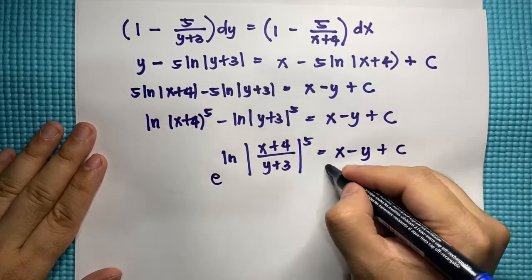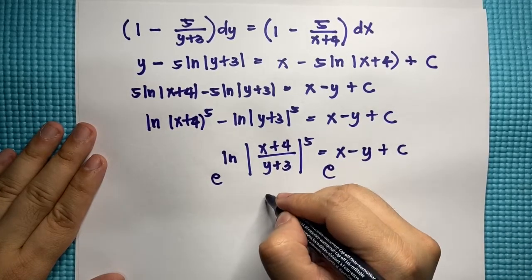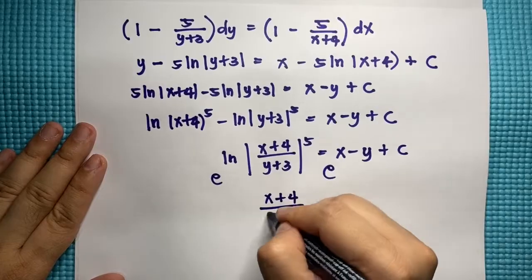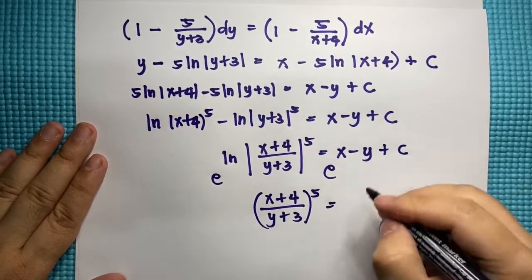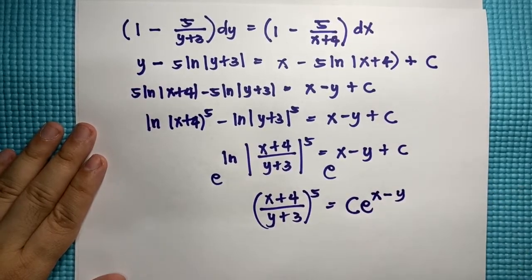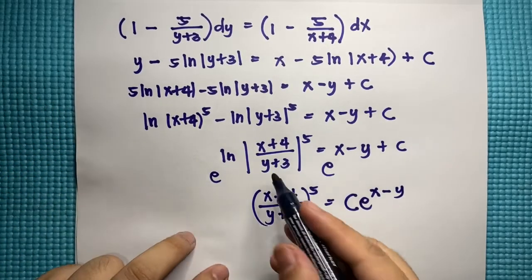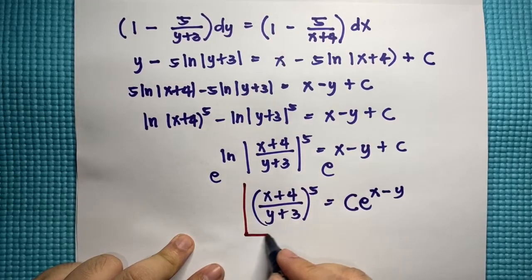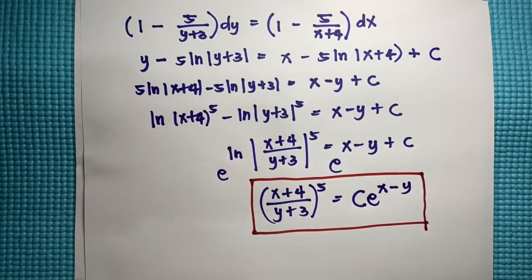And taking the exponential function of both sides, we get the final answer: x plus 4 over y plus 3, raised to 5, equals c e raised to x minus y. So giving us our final general solution: x plus 4 over y plus 3 raised to 5 is equal to c e raised to x minus y.